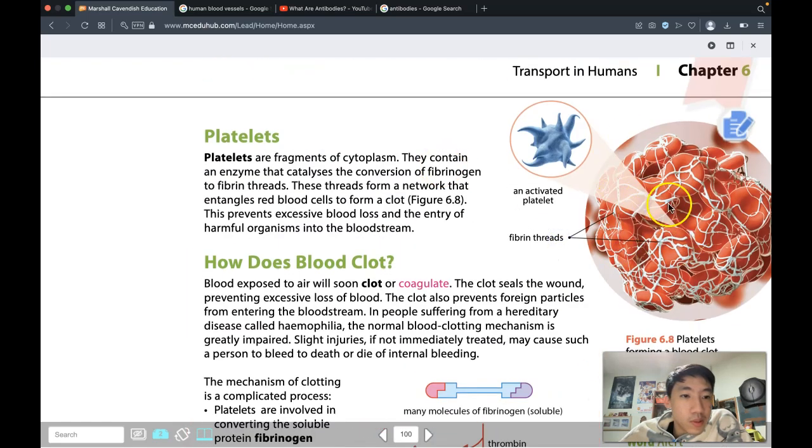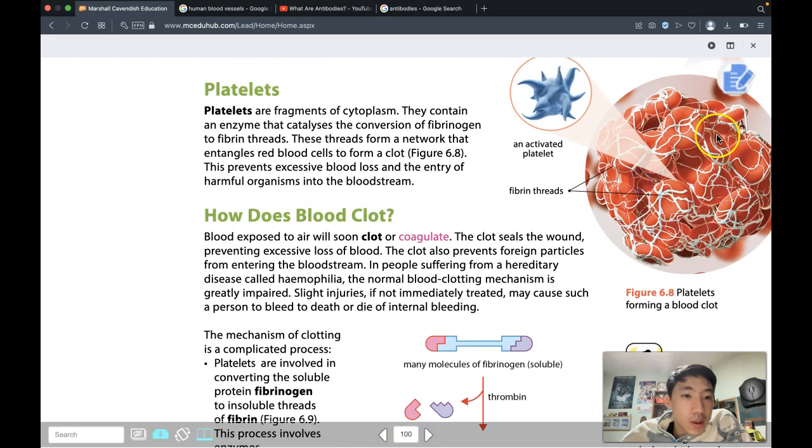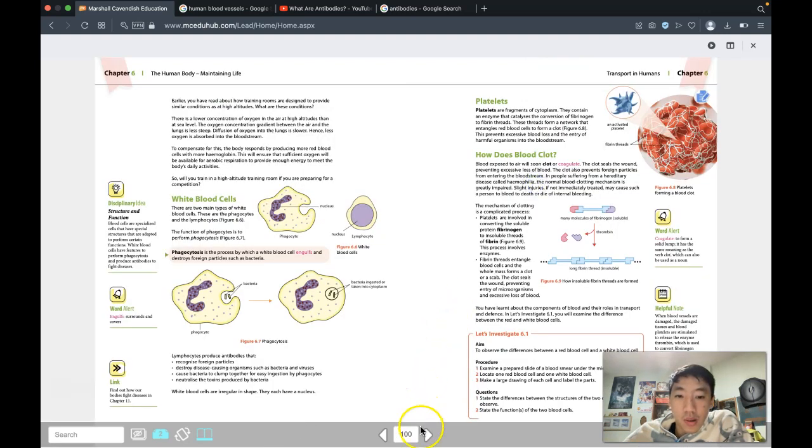Okay, I just want to talk about this picture. Here we see a blood clot. A blood clot basically contains a few things. Of course, you have the platelet, which started this whole process. Then we have your fibrin, which is an insoluble thread. And lastly, we have our red blood cells, which were captured by the fibrin threads, and they form this blood clot over here.